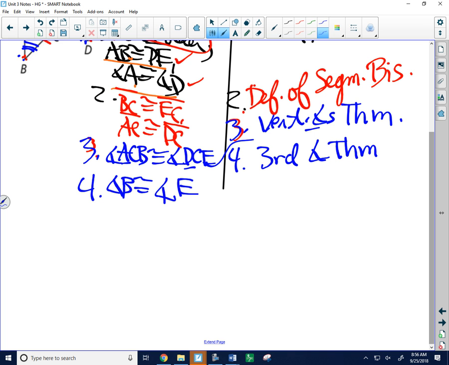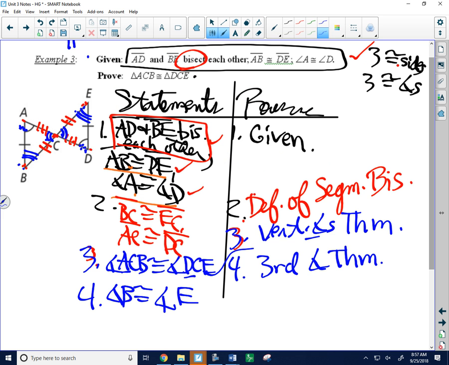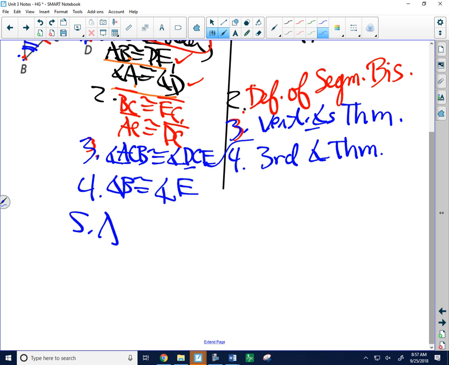Triangle ACB is congruent to triangle DCE. Yeah, we got one more step. Oh, I thought it was an angle. No, never mind. What we just showed is that two angles are congruent, therefore the third angles are. Third angle theorem. We have all three angles now. We had all three sides. Now you can say that the triangles are congruent. So I just put triangle ACB congruent to triangle DCE.